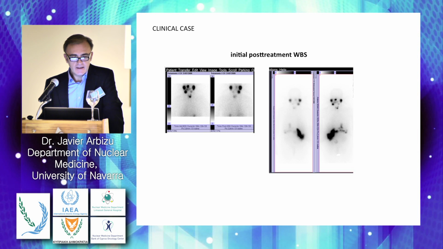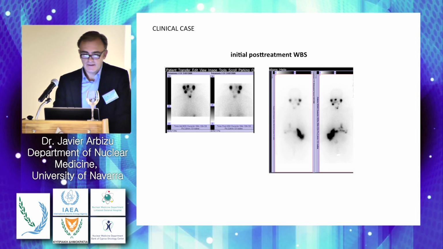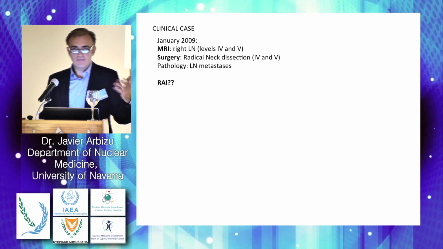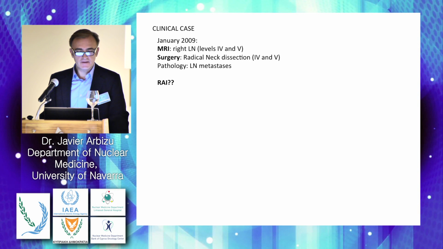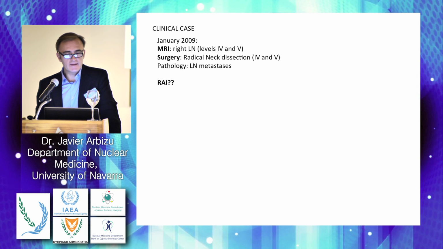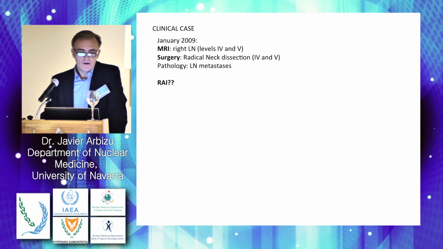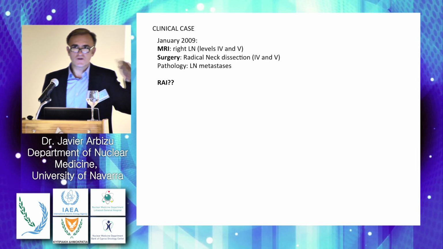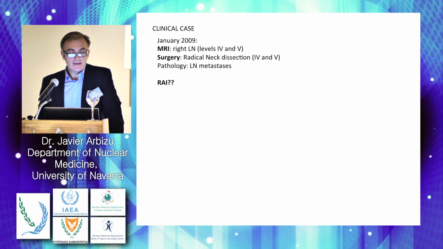So we saw a clear activity in the neck, consistent with the remnant thyroid, but possibly also other lymph nodes. But the patient was followed by the clinicians, and 6 months later they performed an MRI, and the MRI showed right lymph nodes, levels 4 and 5. Consequently, the patient was surgically treated by a radical neck dissection. The other two levels that the previous surgery had not taken out. And the pathologists said that these were metastases.